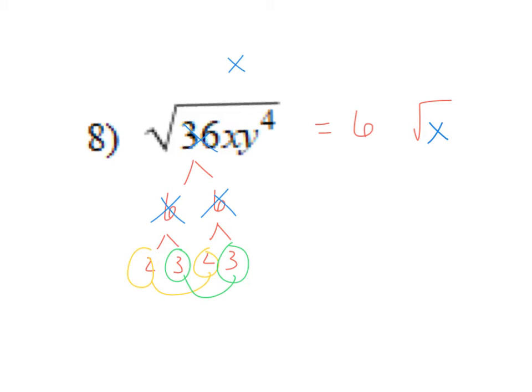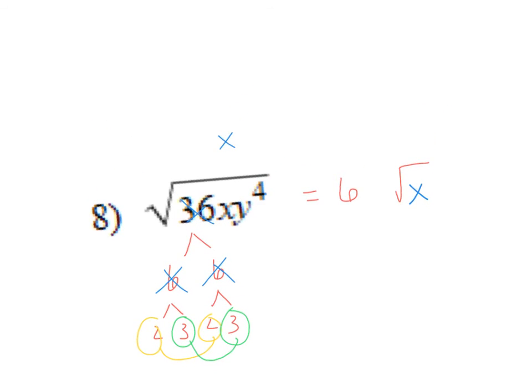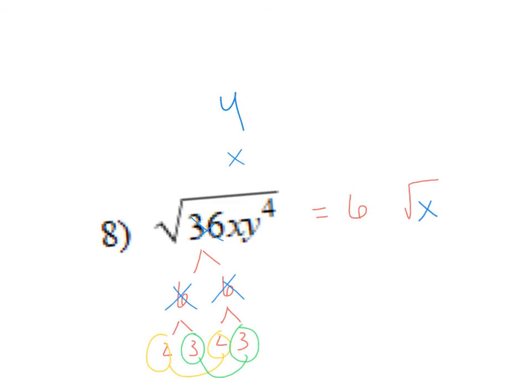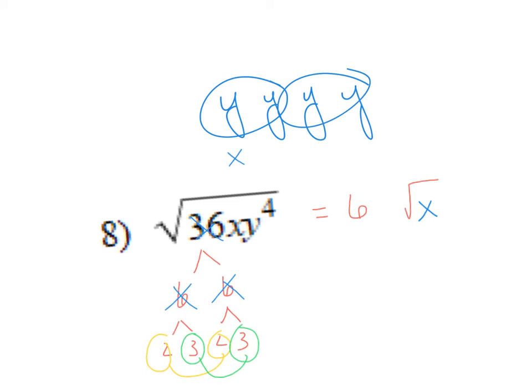All right, now y's. Oops, that looks like an x, doesn't it? Let's try that again. So now my y's. I've got 1, 2, 3, 4. So I have a pair here. I have a pair here. So that means I have 2 pairs of y's, so y squared. There's no y's left over, so there's no y's left over on the inside. And that is my final answer.